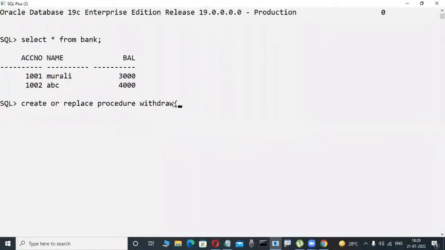Now, create or replace procedure withdraw. Here I am passing the account number. I am also passing the amount, because I try to withdraw, like with an ATM card. Now some code is there. I want to find out the balance. Whenever we insert an ATM card and try to withdraw, it checks the balance.